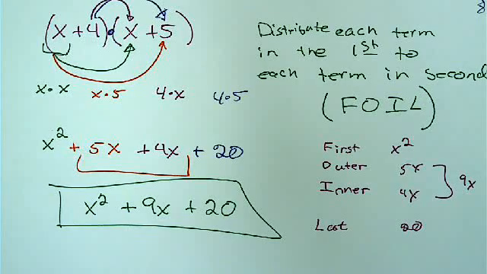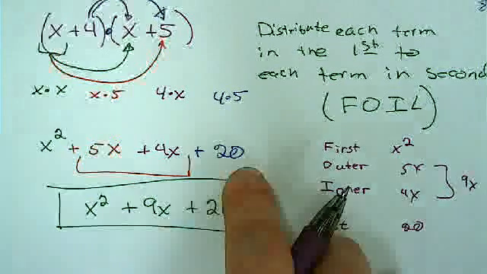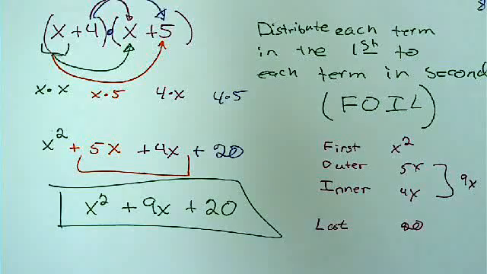The problem with the FOIL thing is it only works when you're multiplying two binomials together to create 4 terms. It's why I don't emphasize it and why after this moment I will never speak of it again.